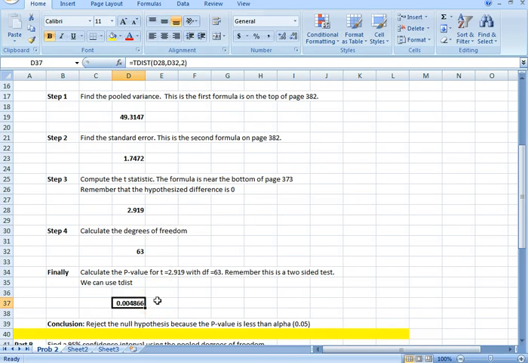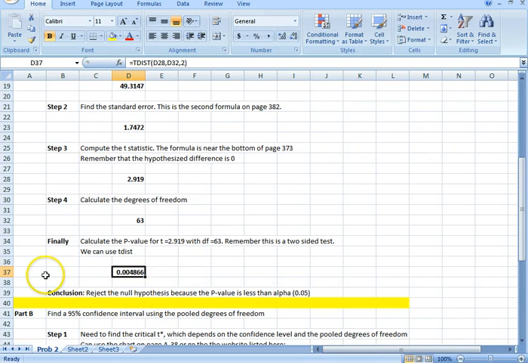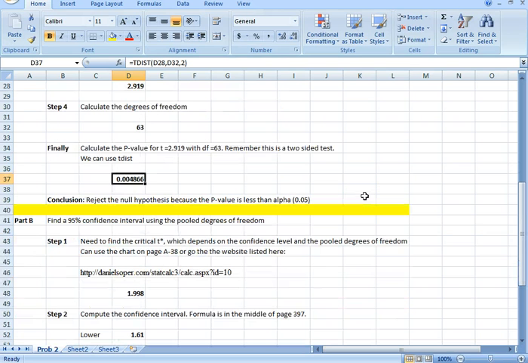Click enter, and we come up with a .004 number. Now, we know from our readings that we reject the null hypothesis because the p-value is less than our alpha. Now this is done with a 95% confidence, so we know that our alpha is what's left at .05. So 0.004 is less than 0.05, and therefore we know that we will reject this null hypothesis. Okay, pretty good. Part B.